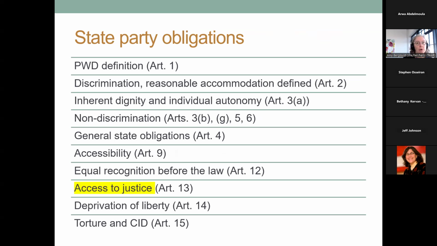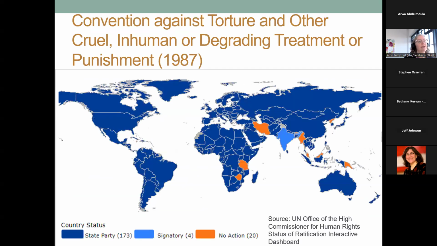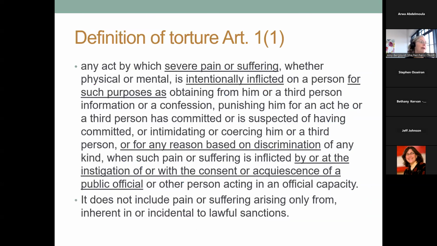So it's important for people with disabilities to have fair trial rights and due process rights, et cetera. The next treaty we'll focus on is the Convention Against Torture and Cruel, Inhuman, or Degrading Treatment or Punishment. Again, very widely ratified, 173 state parties. And there are a lot of intersections between torture and cruel and inhuman degrading treatment or punishment and the death penalty.